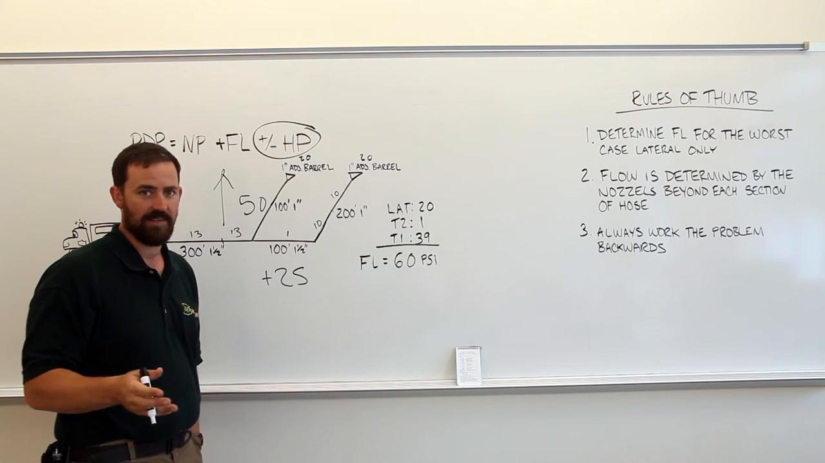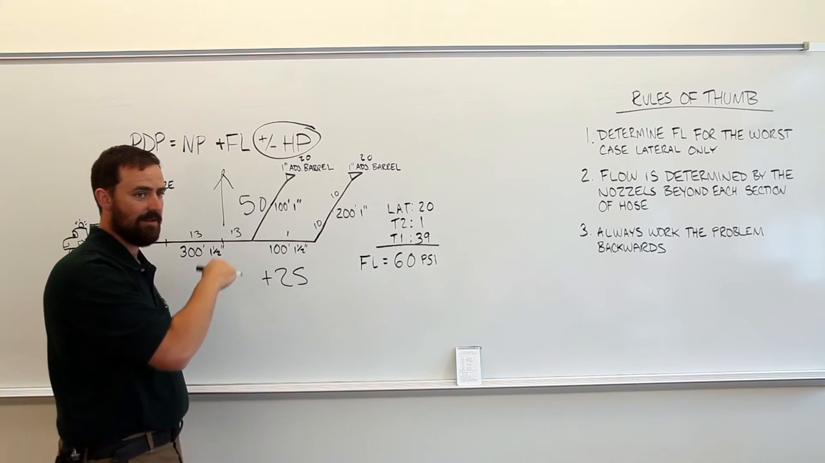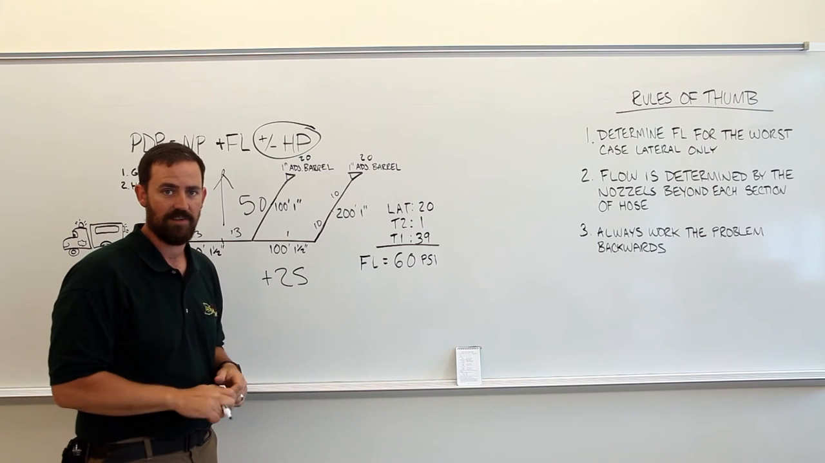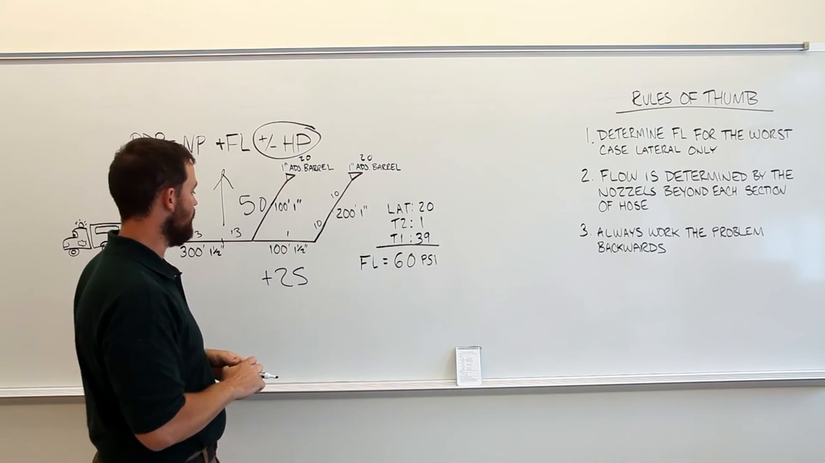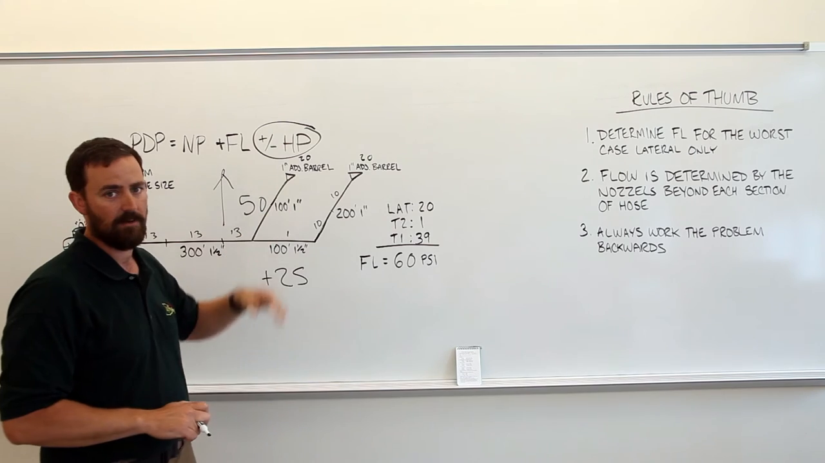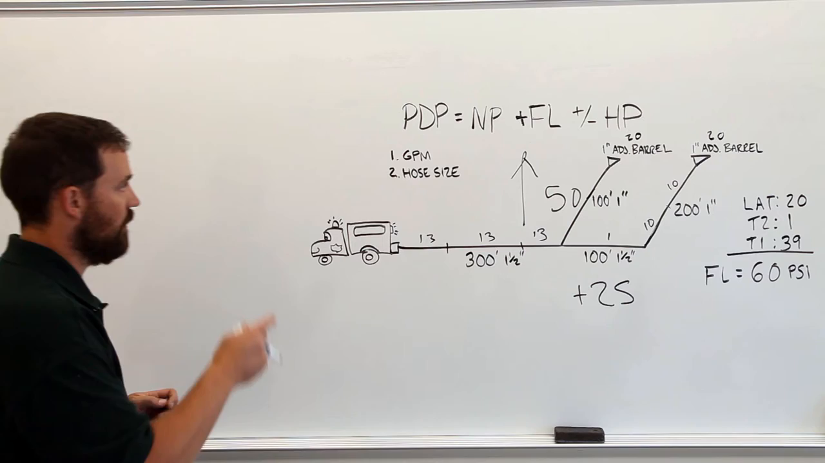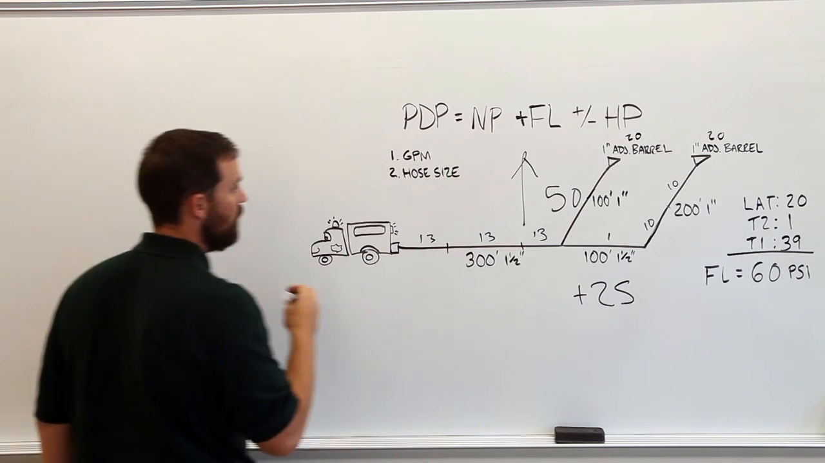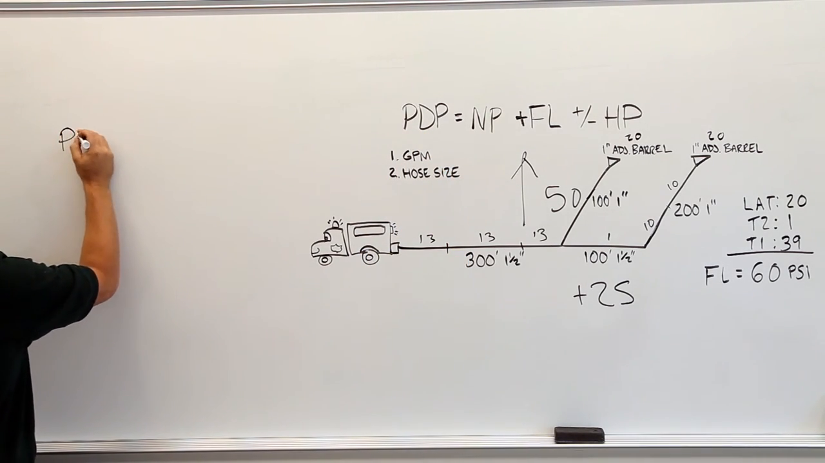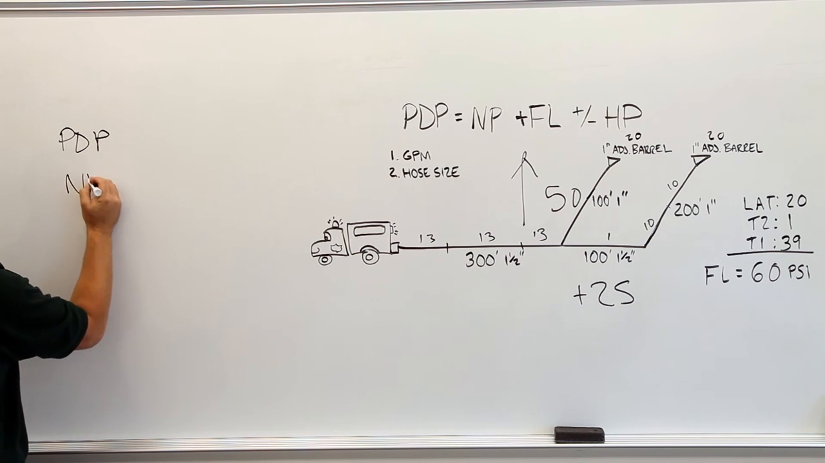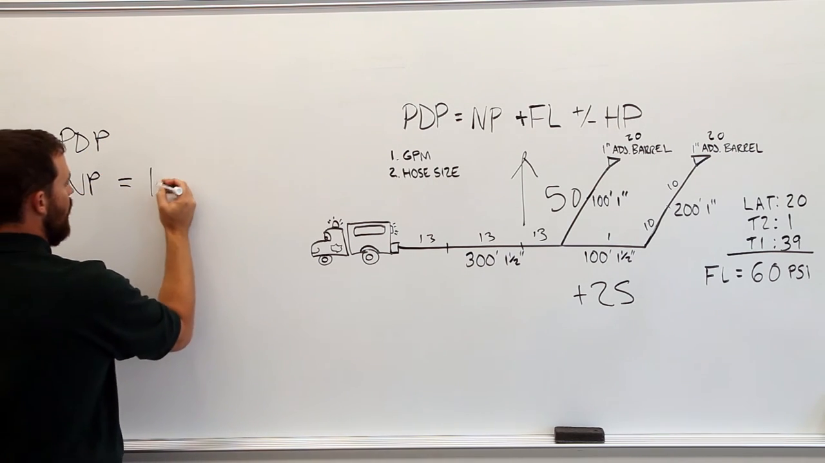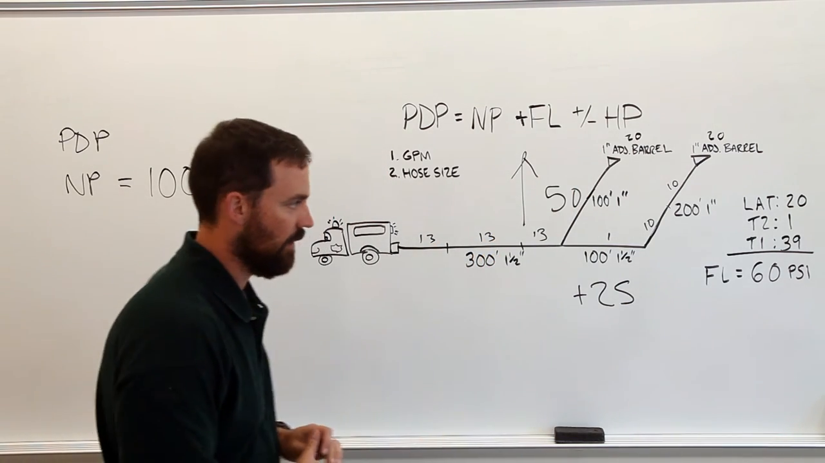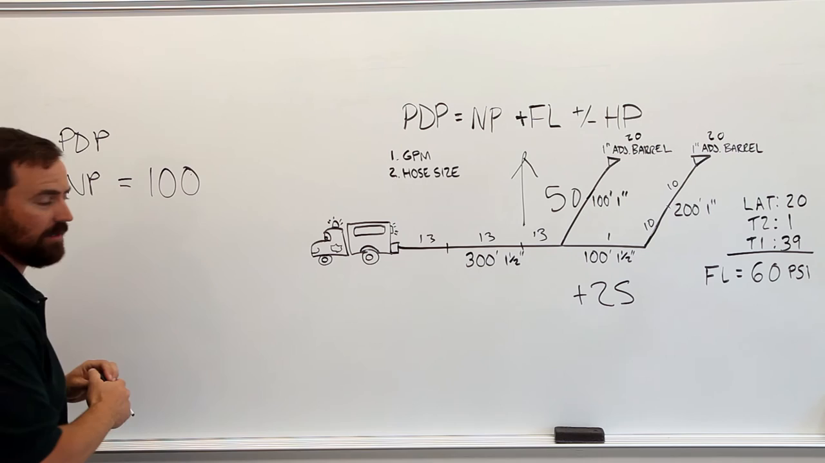Now, the opposite is true if this is 50 foot downhill. We'd have to subtract it from the pump discharge pressure because it would be gaining that pressure as it worked downhill. So at this point, we have all three pieces of the equation, and all we have to do is put them together. We determine that our formula, pump discharge pressure equals nozzle pressure plus friction loss plus head pressure. So we determined that our nozzle pressure equaled 100 psi for a 1-inch adjustable barrel. Both of the barrel nozzles are going to be 100 psi.